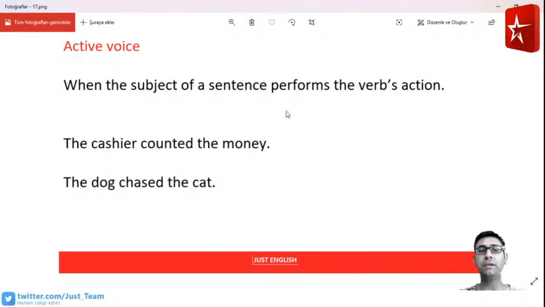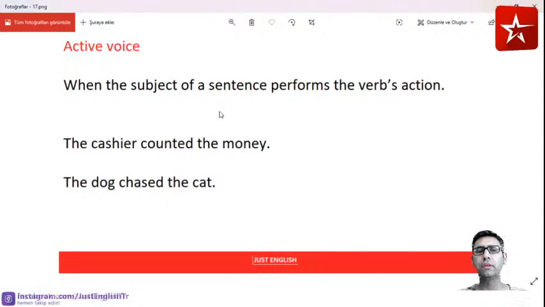For example, here, the cashier counted the money. Cashier, what is cashier? That is the person who works in a market, and you just pay right before you leave the market, okay? So you give the cash or credit card, and he gives you the bill. All right, that's a person. So the cashier counted the money.